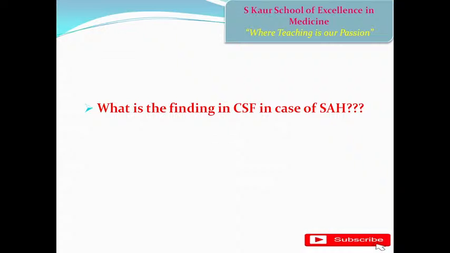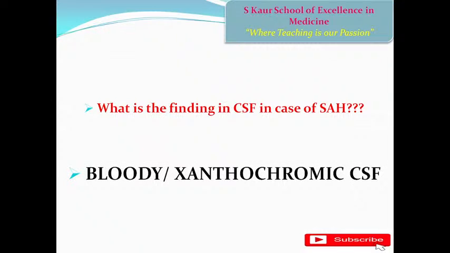See, protein or increased WBC will be seen in case there is any kind of infection. Always remember, proteins or WBC will be seen in case of infection rather than in case of hemorrhage. Okay, so here the right answer is xanthochromic CSF or bloody CSF. It's easy: bleeding has happened, subarachnoid hemorrhage has happened, so in the subarachnoid space where CSF is present, blood will come, so blood will be found in the CSF. Simple. So bloody, also called xanthochromic CSF. So Afrin Hussain and Pallavi Joshi are right.